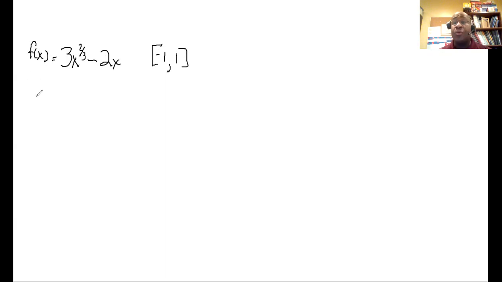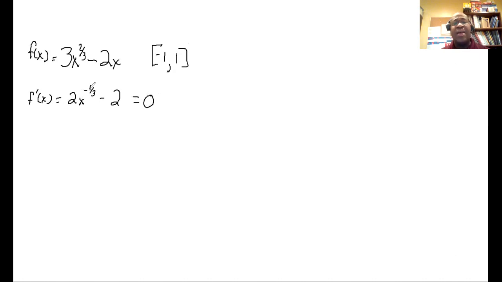All right, so we'll start by, we have the endpoints, -1 and +1. So that part's done. The other part that we have is that we want to find the critical values. So we find the derivative, so f prime of x. In this case, that's going to be equal to 2x to the -1/3 power minus 2. And so now we're going to set this equal to 0 to find the critical values.